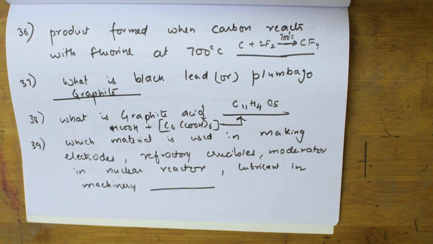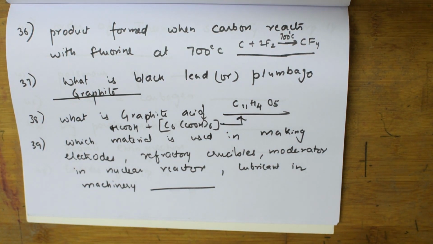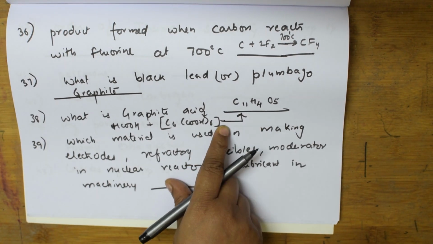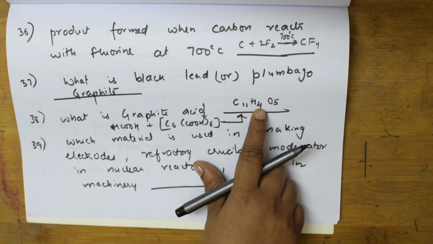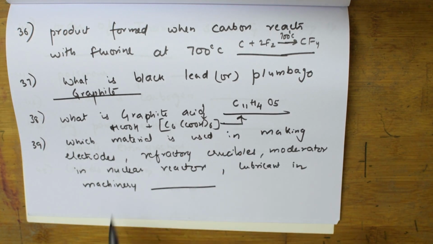So graphite acid, once again, what are we going to do? We take graphite and treat it with alkaline permanganate. What will happen? We get this compound. It further oxidizes when I treat it with concentrated nitric acid or concentrated sulfuric acid. What acid do I get? Graphite acid. Right. Next question.